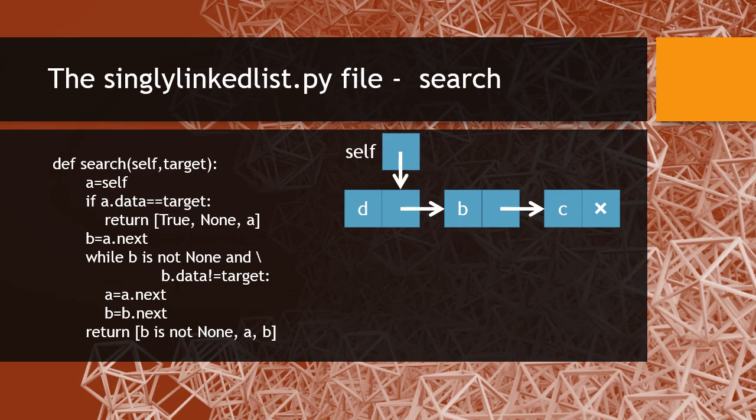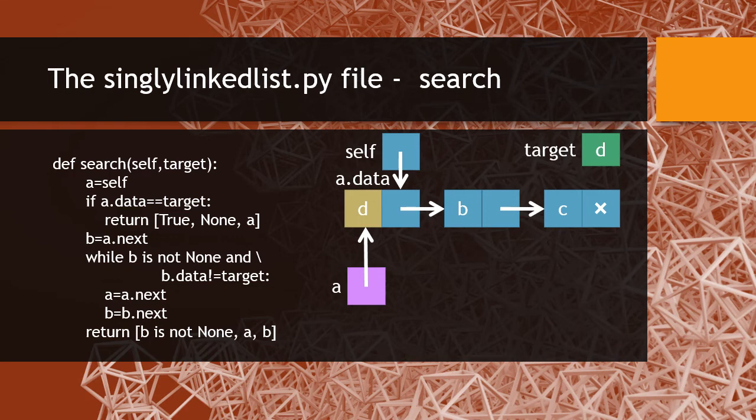And let us suppose that the target is D. The first line says A is self, or A should point where self is pointing. So we do accordingly. The if says if A dot data equals target. What is A dot data? This is A dot data. It is equal to target.